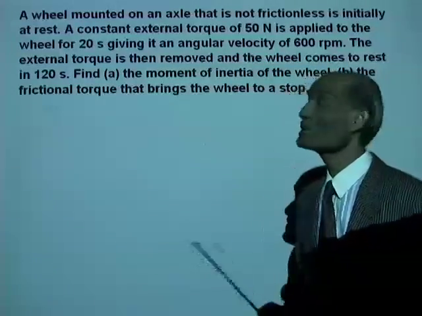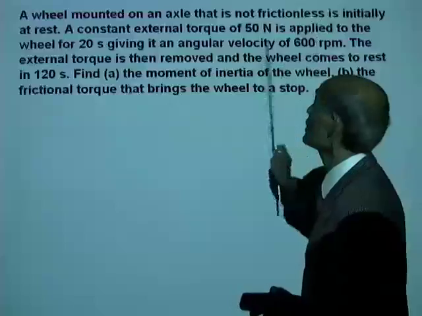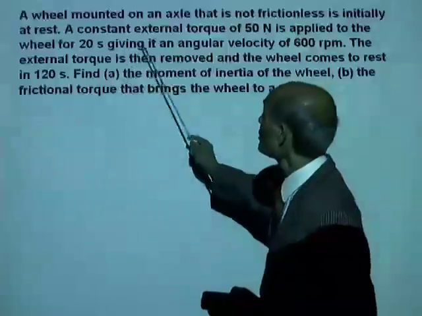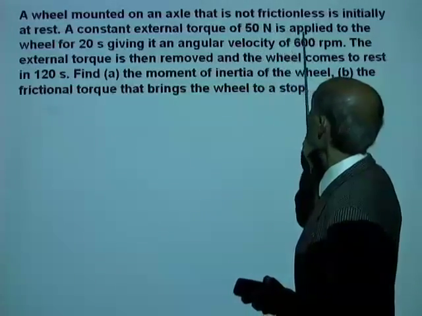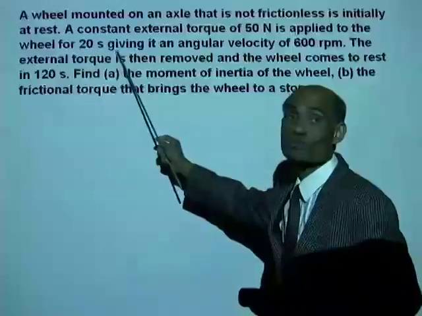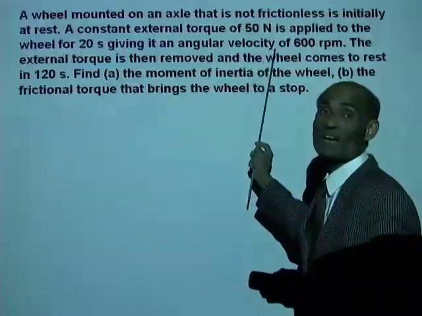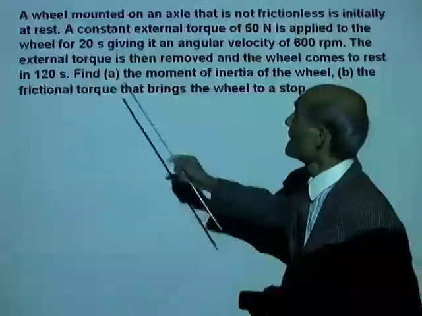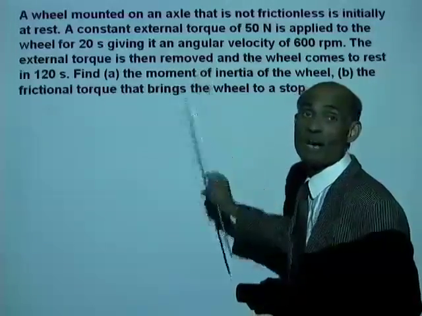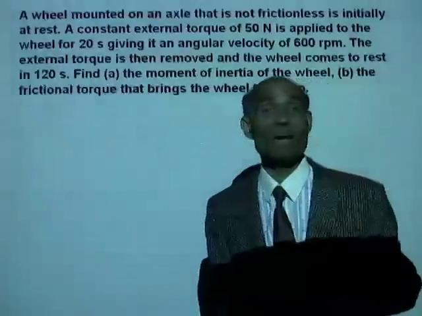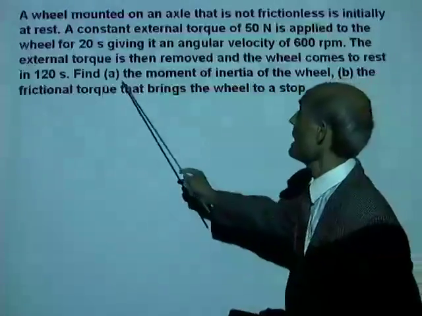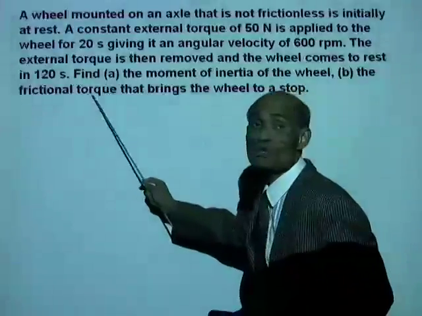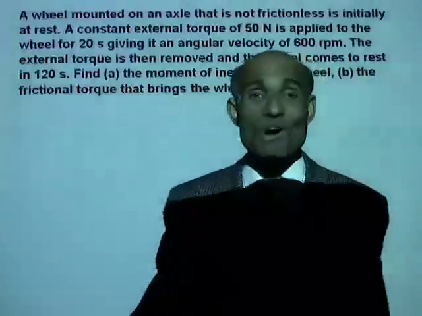A wheel mounted on an axle that is not frictionless is initially at rest, omega 0 equal to 0. A constant external torque of 50 Newton meter is applied to the wheel for 20 seconds, giving it an angular velocity of 600 rpm. The external torque is then removed and the wheel comes to rest in 120 seconds. A. Find the moment of inertia of the wheel, and B. the frictional torque that brings the wheel to a stop.